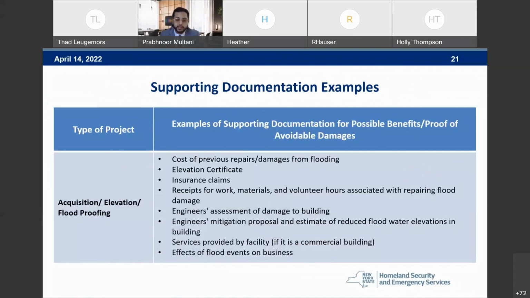Supporting documentation examples. So specifically for acquisition/elevation or floodproofing project, examples of supporting documentation for possible benefits or proof of avoidable damages can include, but is not limited to, cost of previous repairs/damages from flooding, elevation certificate, insurance claims, receipts for work, materials, and volunteer hours associated with repair flood damage, engineer's assessment of damage to building, engineer's mitigation proposal and estimate of reduced flood water elevations in the building, services provided by facility if it is a commercial building, and effects of flood events on business. Next slide, please.